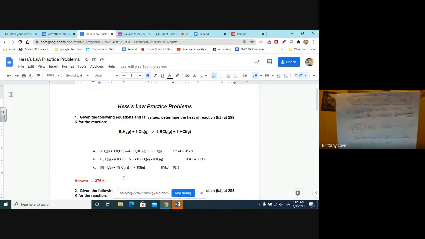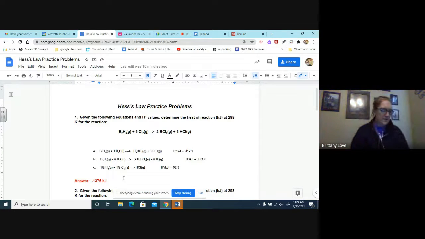If you're looking at the bolded equation, the one at the very top, do I have in any of these equations 6Cl2? And Sky, do we have in any of those equations, do we already have 6Cl2?